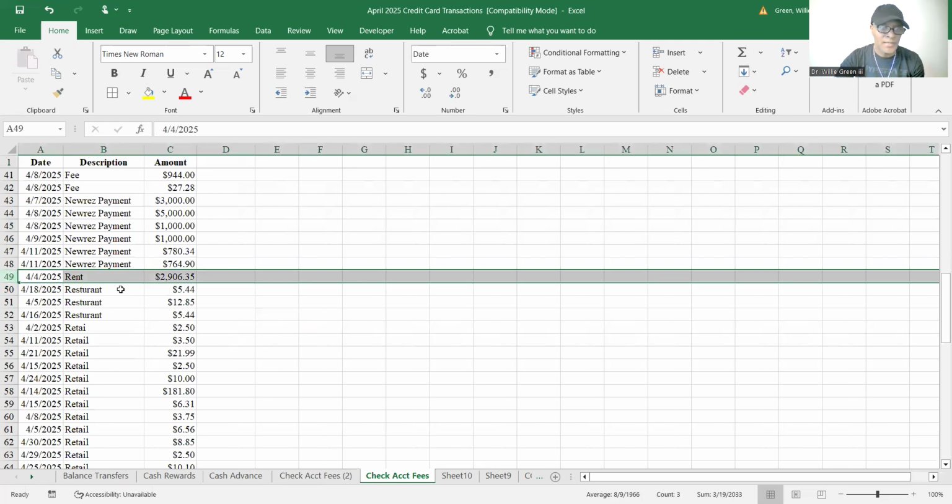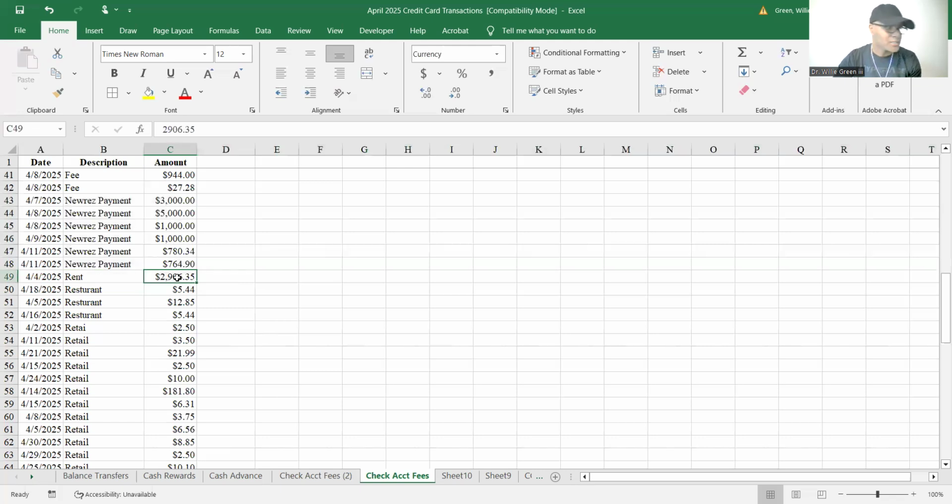Total rent, that needs to come down. Did not spend that much in rent. Yes, for April. Yes, the rent is lower.